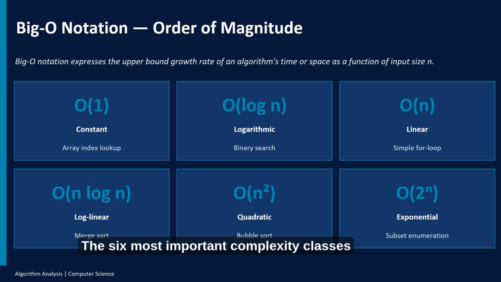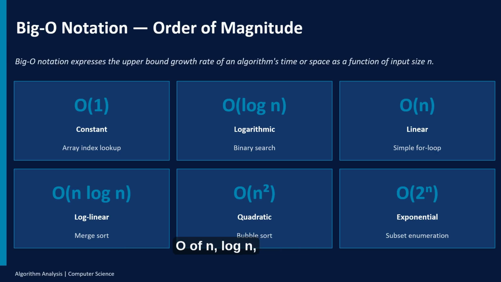The 6 most important complexity classes are, from best to worst: O(1), constant time, independent of input size, like looking up an element by index. O(log n), logarithmic, like binary search, grows very slowly. O(n), linear, like a single loop, doubles when input doubles. O(n log n), linearithmic, like merge sort, slightly worse than linear.